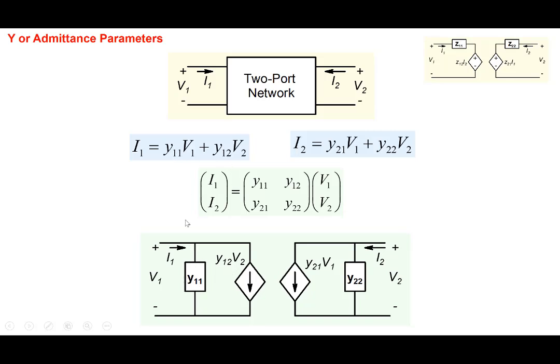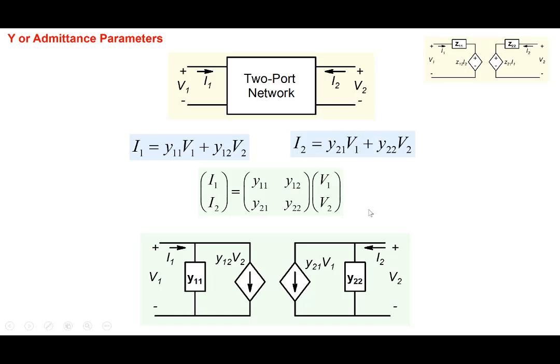The first part is Y11 V1 here. So it's an impedance or an admittance here. The second part is a voltage dependent current source here. So I1 has a term Y12 V2 here. So V2 is on the other side here. And so the only way we can represent this particular current here is in the form of a dependent current source here. So voltage dependent current source here.